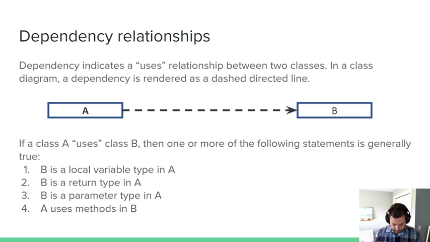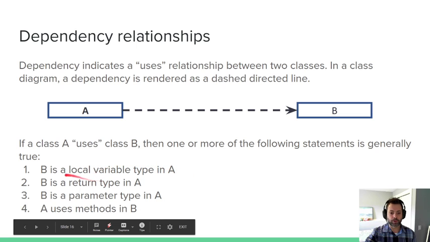So we have our class diagrams. Ideally, we've started to fill them in. Now we have to add relationships. So the first one we have is a dependency. A dependency is a dashed directed line. What that means is we have a dash and we have an arrow. Consider this to be a uses type of relationship. So A uses B in some way here.